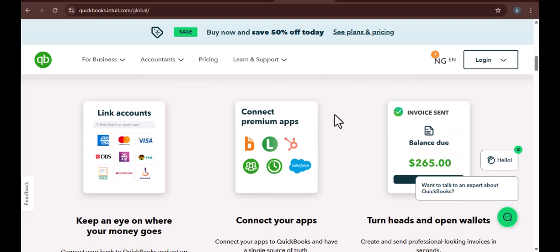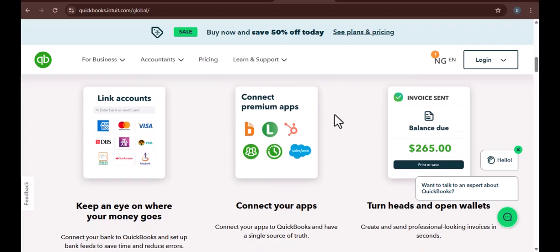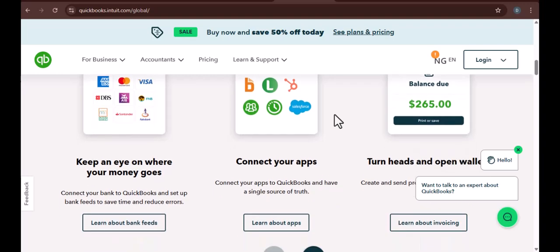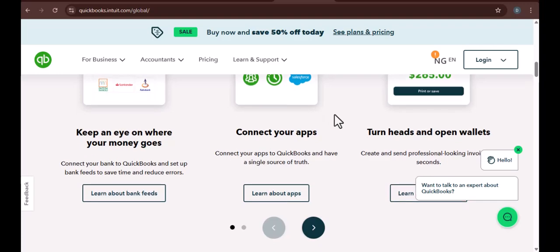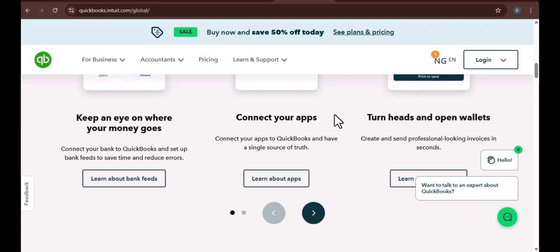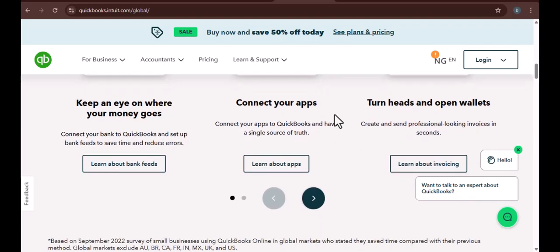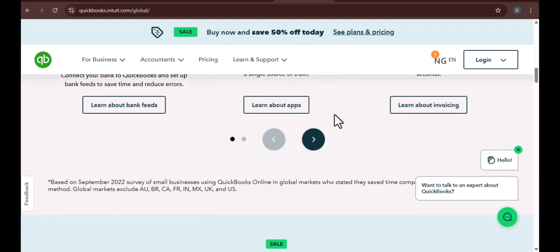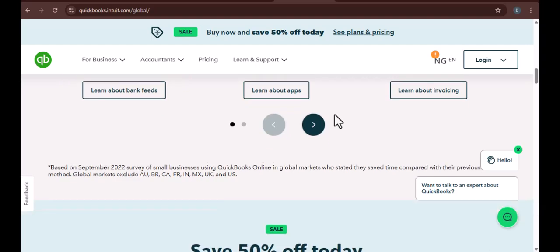This isn't just about data entry. It's about strategic setup and consistent maintenance. 1. Master your chart of accounts. The first and most critical step happens on day 1. Setting up your chart of accounts, COA, correctly. Think of your COA as the filing cabinet for every single financial transaction in your business.